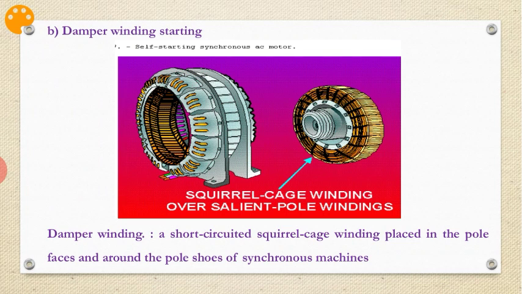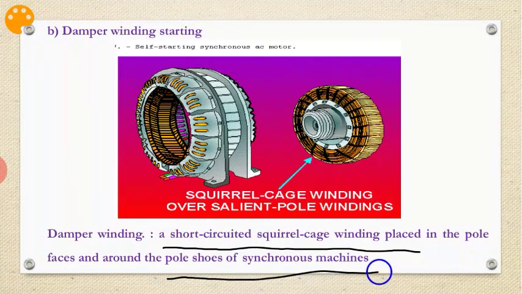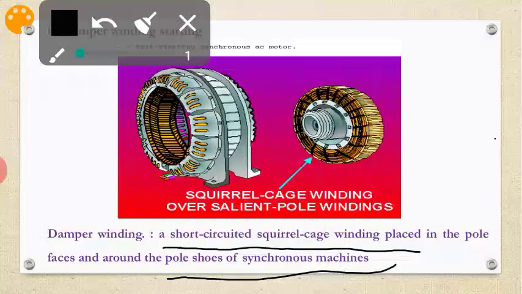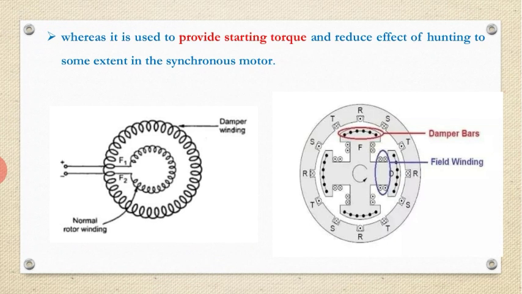Here I put one sentence: a short circuited squirrel cage winding is placed in the pole faces and around the pole shoe of the synchronous machine. It is nothing but squirrel cage winding wound over this. When we excite the three-phase AC supply to the stator, the rotor rotates as an induction motor, and it goes near to the synchronous speed. Please note it will not reach the synchronous speed, it only goes near it.